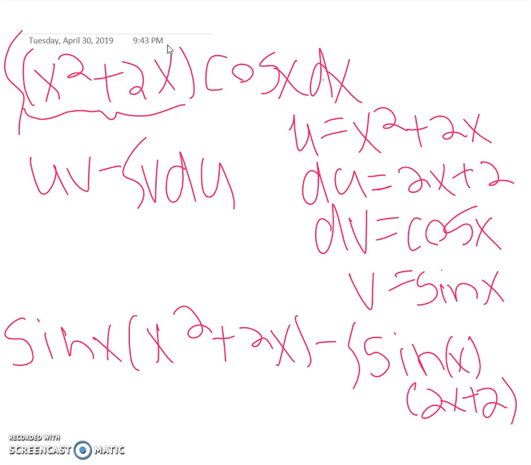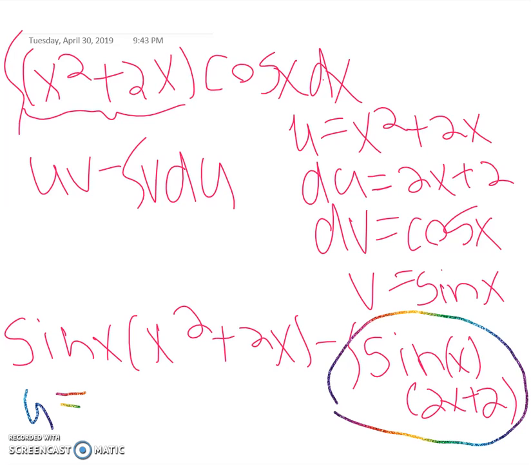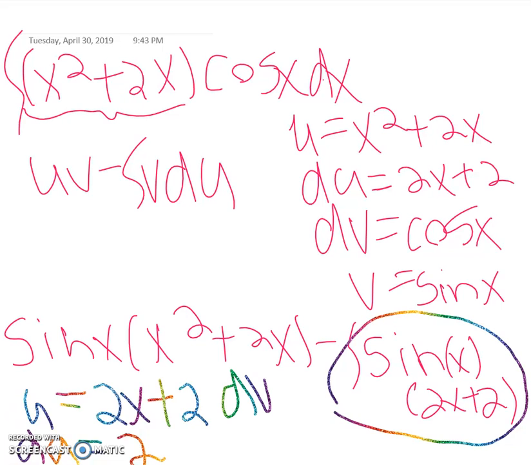So if we do integration by parts a second time, for this one right here, our u is going to be 2x plus 2. Our du, running out of space here, is going to be 2. Our dv is going to be sine of x. And our v is going to be cosine of x. So I don't have enough space, so I'm going to have to write a new page here.